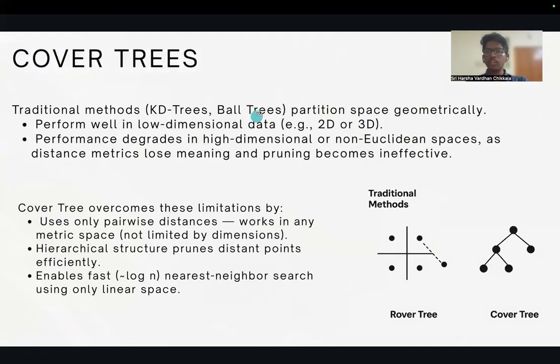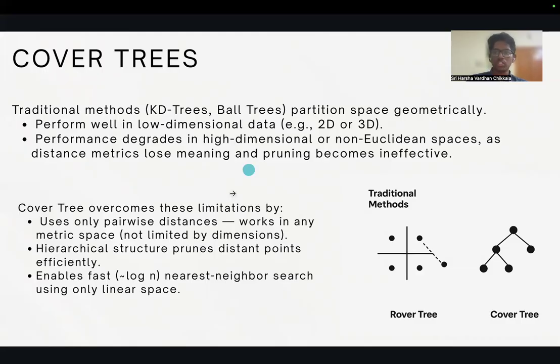So now we finally come to a slide about what the specialty of the cover tree is. Why is the cover tree so efficient for the nearest neighbor searching problem? Let's first understand the problem with other nearest neighbor algorithms. Traditional methods like KD trees and ball trees partition space geometrically. They perform well only on low dimensional data, that is 2D or 3D data, and their efficiency eventually decreases when you move towards non-Euclidean spaces or high dimensional data.